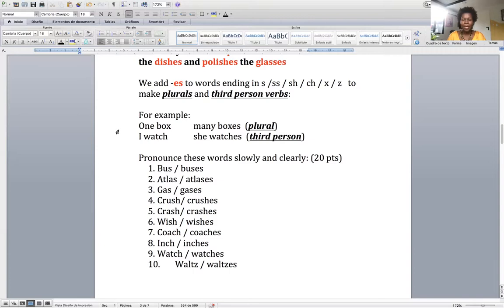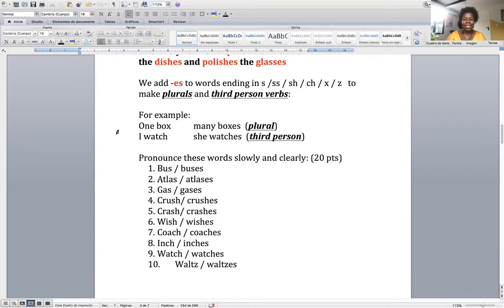Bus, buses. Atlas, atlases. Gas, gases. Crush, crushes. Crash, crashes. Wish, wishes. Coach, coaches. You see the difference? One is wish, the other is coach. Inch, inches. Watch, watches. Waltz, waltzes.